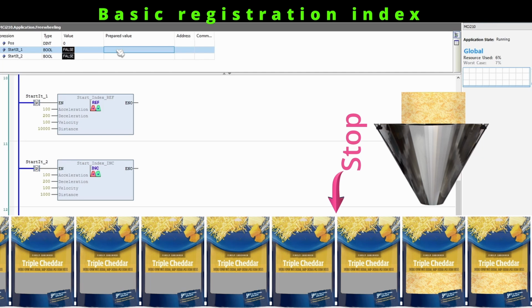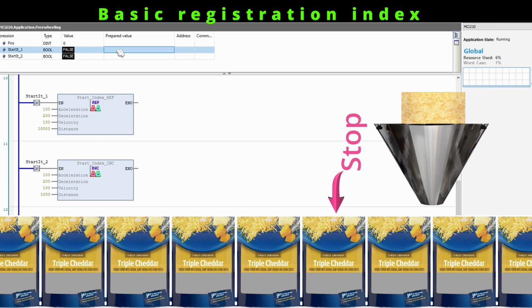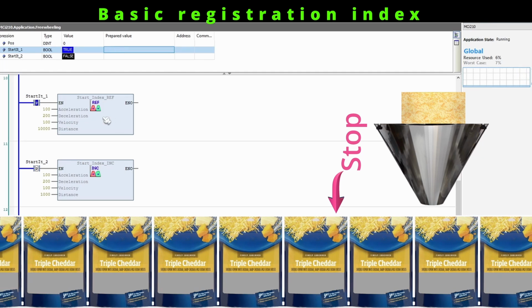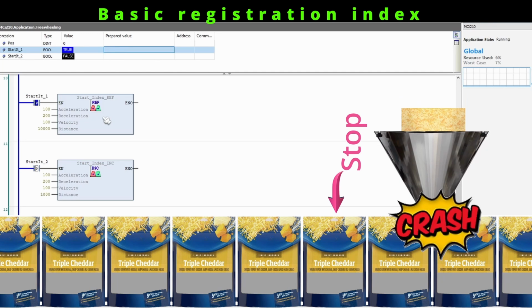Let's say the machine is starting where the bag is misaligned like this. And let's say we do an index without the incremental. As you can see, it stopped in the wrong place because it indexed 10 inches. The bag is 10 inches wide. Therefore, it stopped in the wrong location.